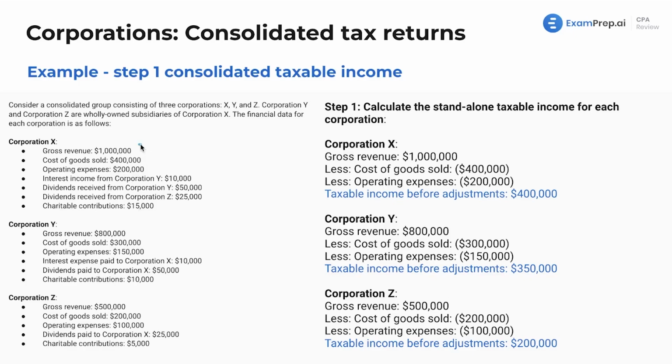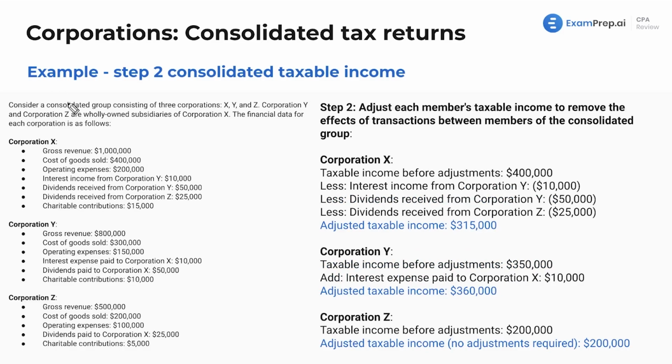So just keep in mind, again, these are the simple and normal transactions, really just dealing mainly with gross profit, but then also getting into operational expenses as well. We see here taxable income before adjustments, $400,000. Then we get over to Corporation Y, do the same thing, and same thing for Corporation Z, just gross revenue minus any expenses, just normal expenses, before dealing with intercompany, because we see intercompany paid to Corporation X. And charitable contributions, these are all items that we take into account in our latter steps.